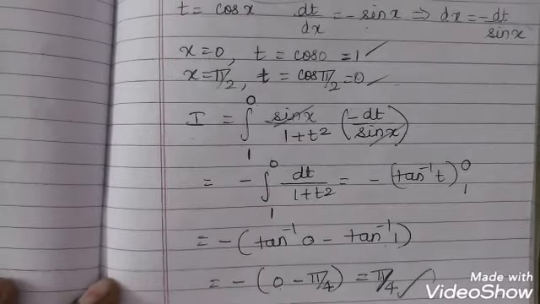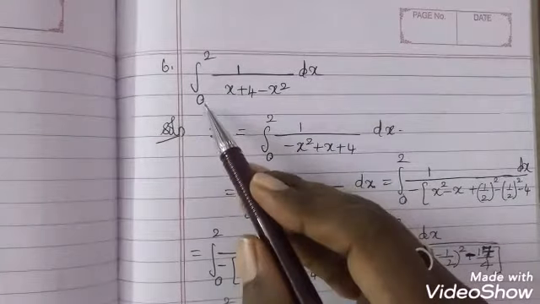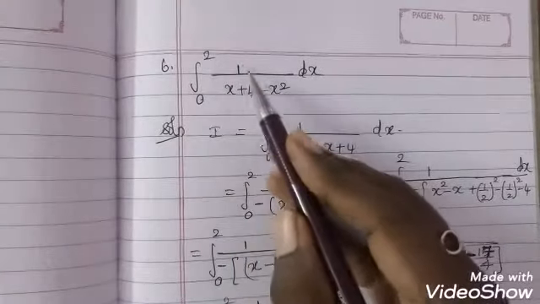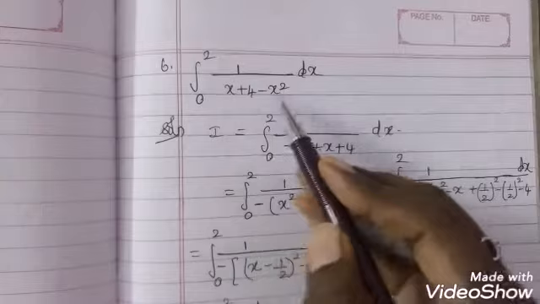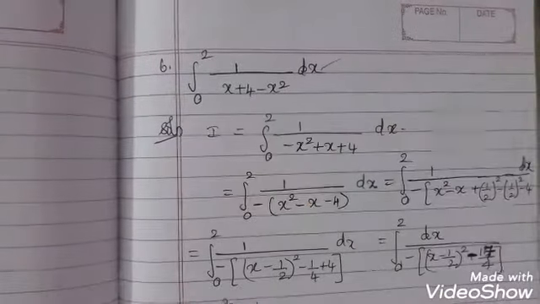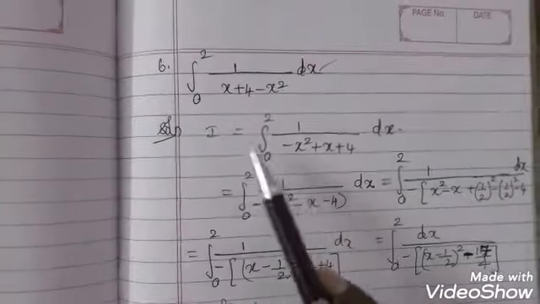Okay. Yes, so here we'll start with the sixth question. Integral over 0 to 2 of 1 by x plus 4 minus x squared dx. Okay, so here we are going to start with this one here.